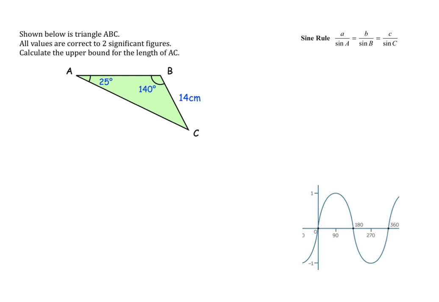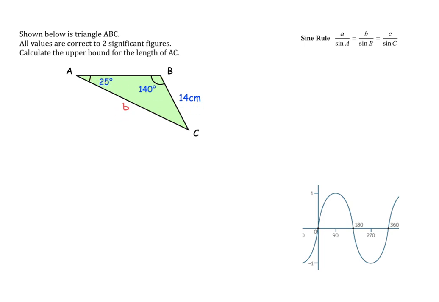So here we have a triangle ABC. It's labelled with the two angles on one side, and all values are correct to two significant figures. We're asked to find the upper bound of length AC. So that's this side here. We're going to call that little b, because it's opposite the angle B. So I have a matching pair here, so that's great, and you need that for the sine rule. We've got a matching pair here, we've got a matching pair there.